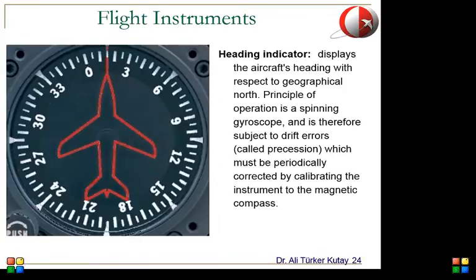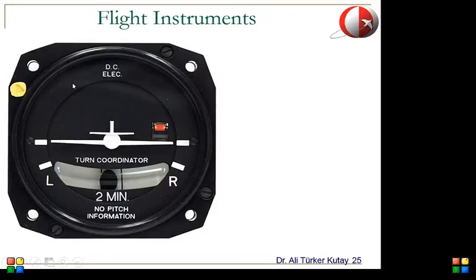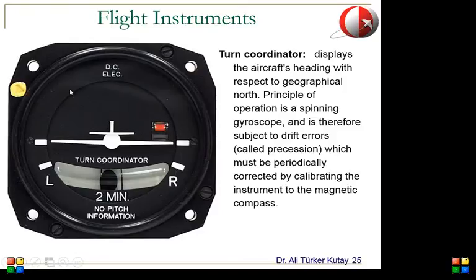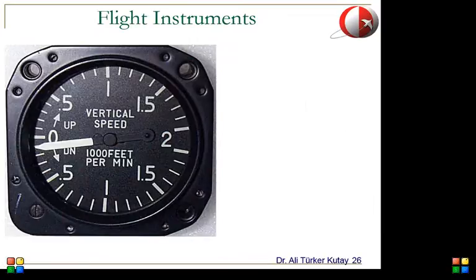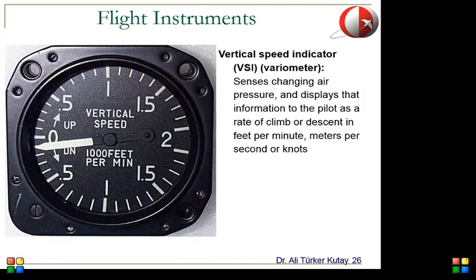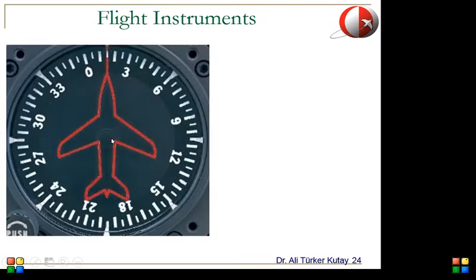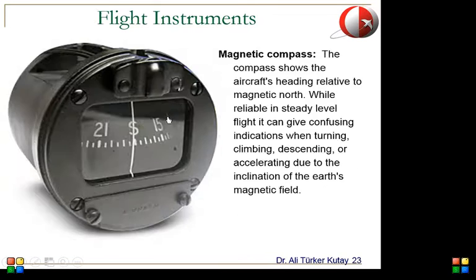This shows again the orientation of the aircraft, like a compass. And this is the turn coordinator. Normally I talk a little bit about turn coordination, but I'm not sure if I should do that now. This shows the vertical speed. This one shows the forward speed, and this shows the vertical speed.